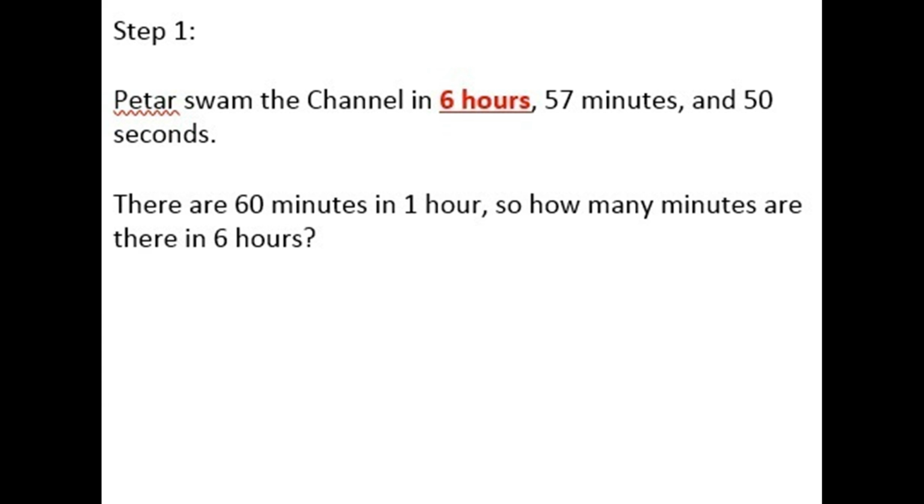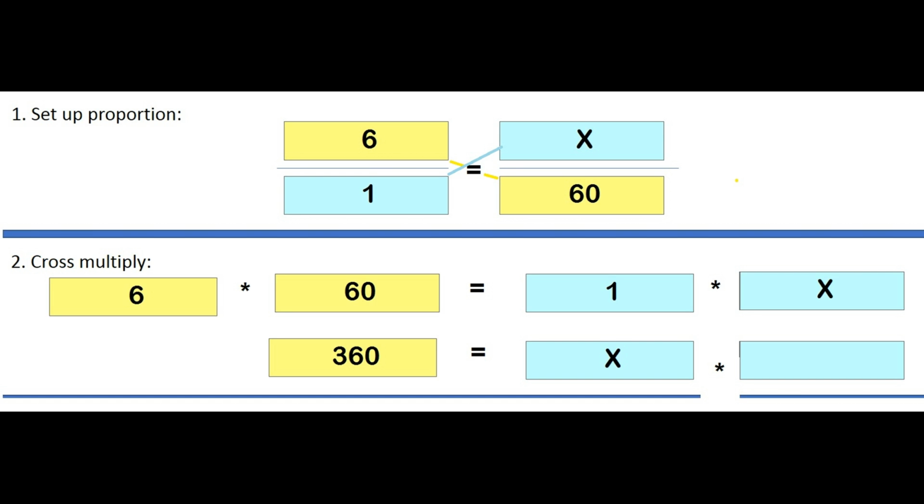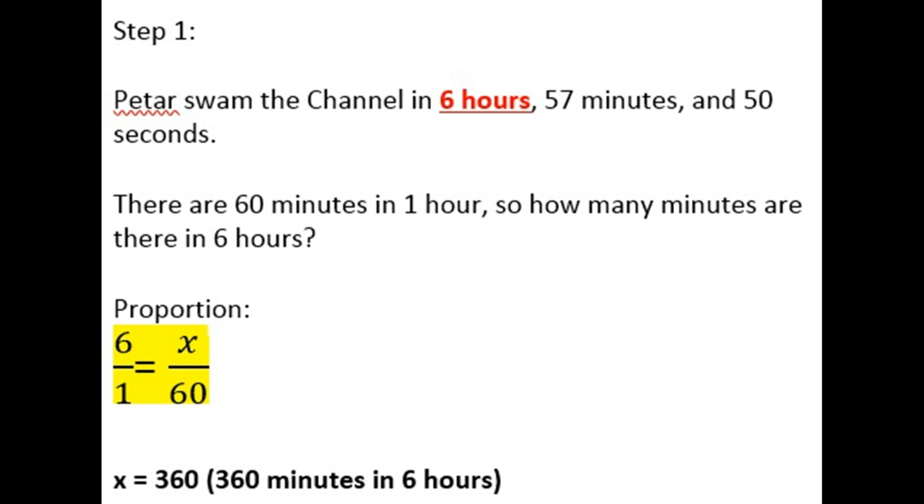So how many minutes are there in 6 hours? Okay, 60 minutes in an hour. So you could form a proportion. 6 over 1 is equal to x over 60. Now, some of you are going to remember this chart from class, but this time we're not using it for percentages. We're cross multiplying. 6 times 60 equals 1 times x. The answer is just 360. So there's 360 minutes in 6 hours.